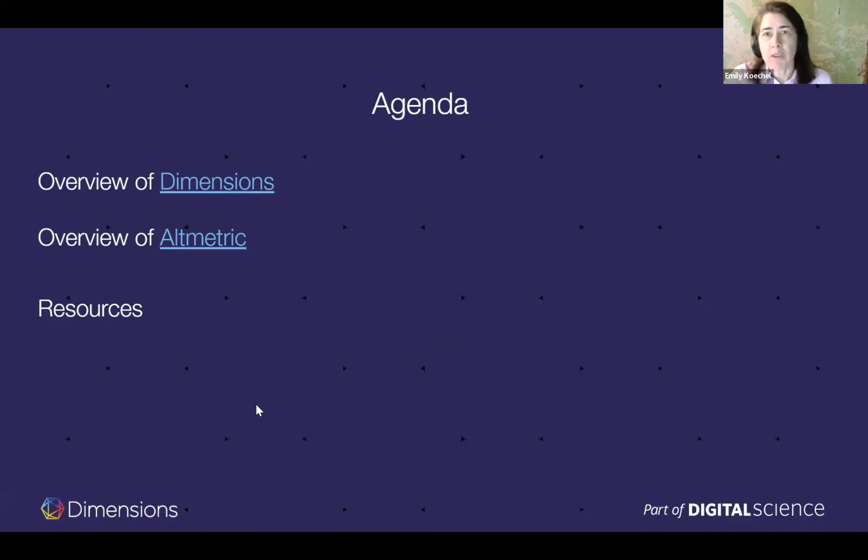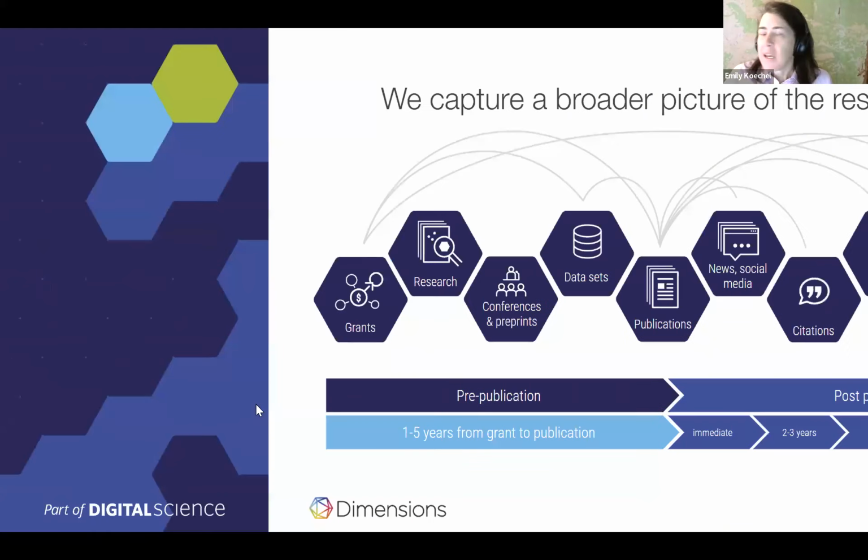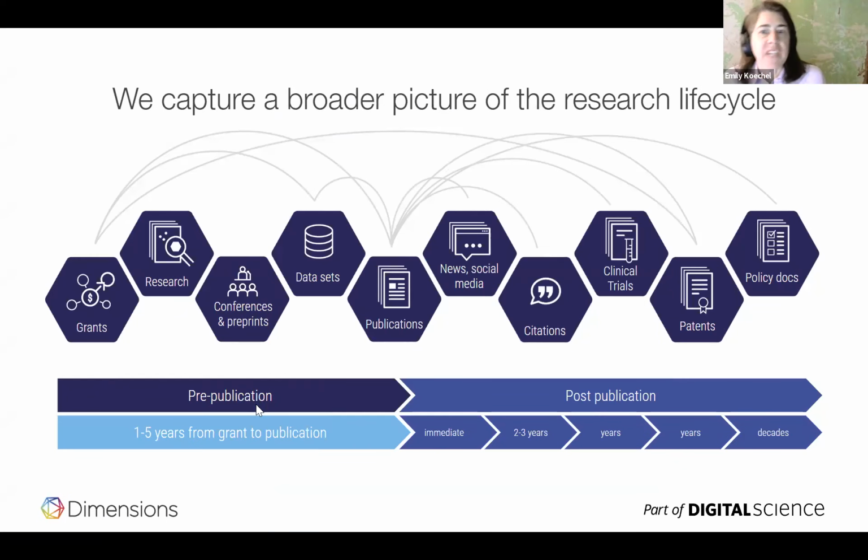We're going to do a quick overview of Dimensions, and then we'll do another quick overview of Altmetric. Dimensions is really a massive data set of linked documents that allow you to analyze and search research activity going on around the world. We have everything from the very, very beginning of the research cycle, which is awarded grants, all the way through to the final impact of your analysis and research in policy and patents. It's really a holistic view that includes so much more than just publications and citations.